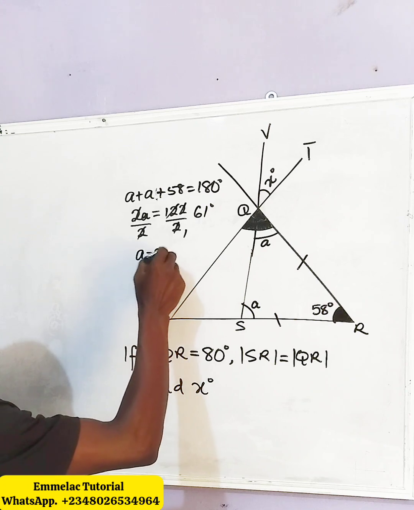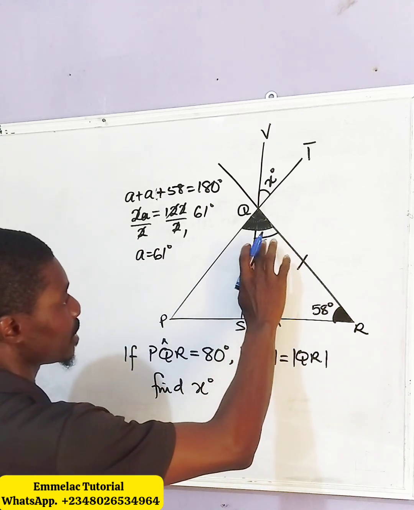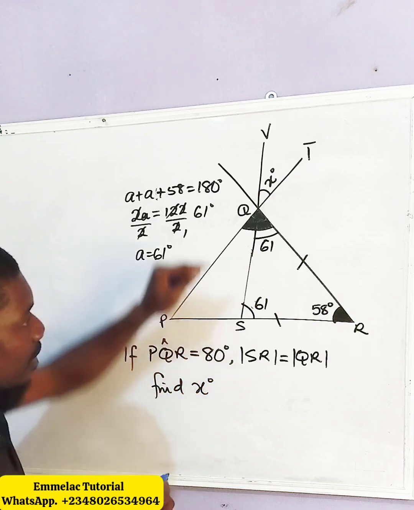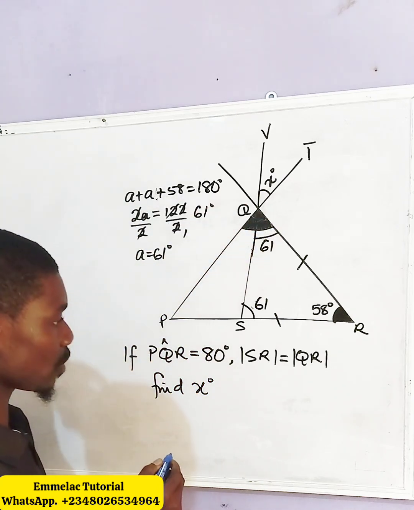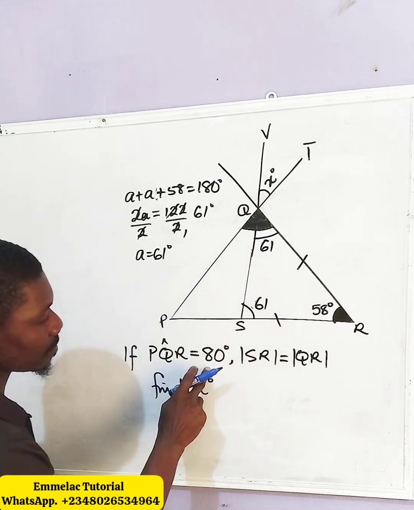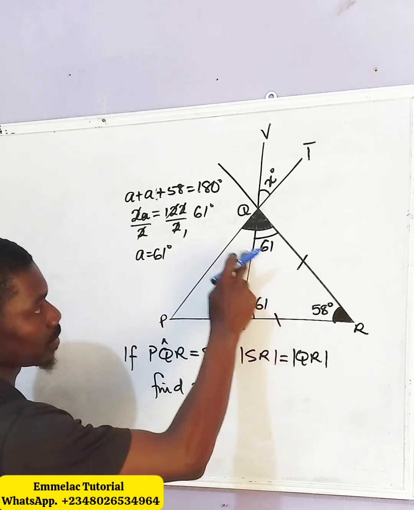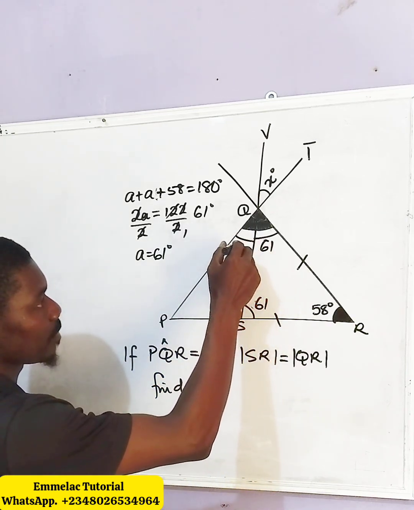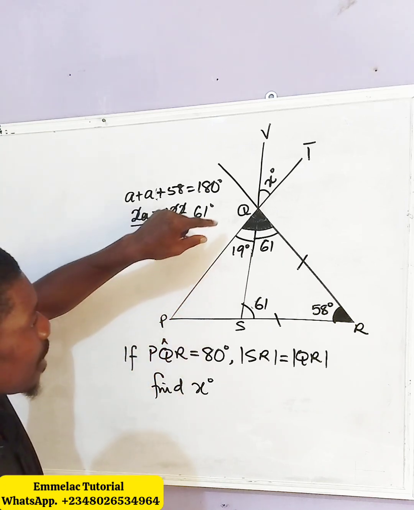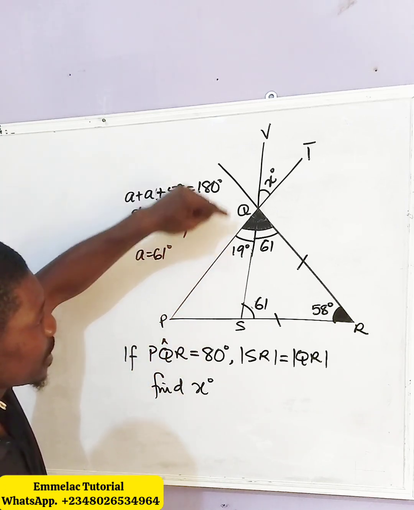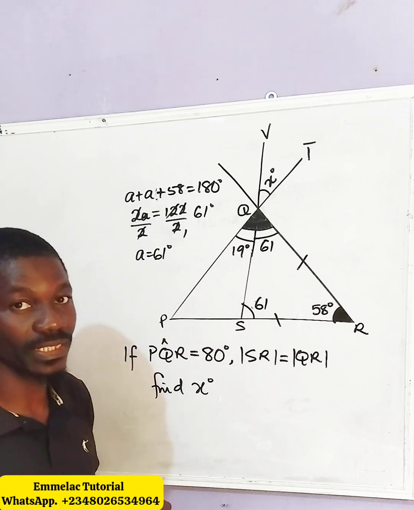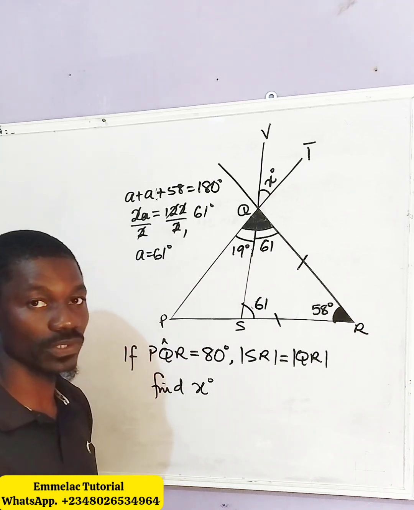So our A is what? 61. So if here now is 61, here is 61, but remember that from here to here, the whole of the angle is what? 80. And if 80 minus 61 to get the remaining angle here, that'll be what? 19 degrees. Okay, so now I could actually say that angle X is vertically opposite to 19, making X equals 19 degrees.